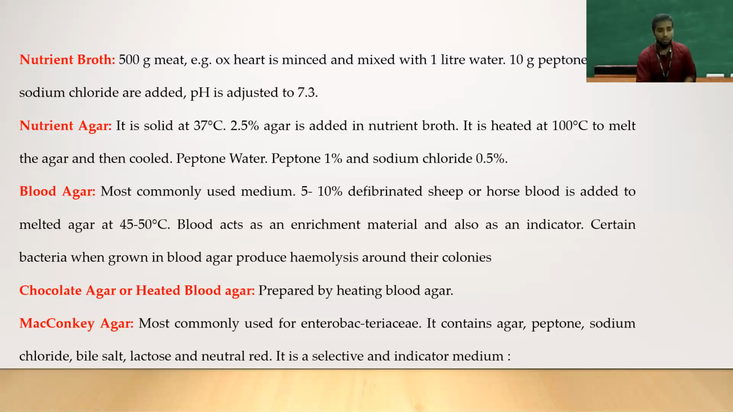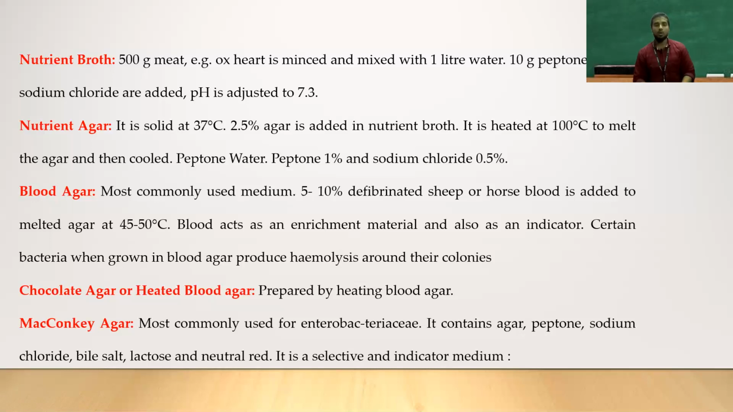And next is chocolate agar or heated blood agar. It is prepared by heating blood agar. As discussed earlier, when blood agar is heated, it forms a brown color, that will be chocolate agar. And last is MacConkey agar, which is most commonly used for Enterobacteriaceae members. It contains agar, peptone, sodium chloride, bile salt, lactose, and neutral red. That is a dye, and it is a selective and indicator medium. Okay, these were the various media used for the culture of bacteria, isolating the bacteria and identifying the various bacterial colonies.